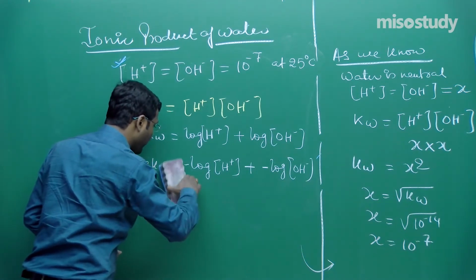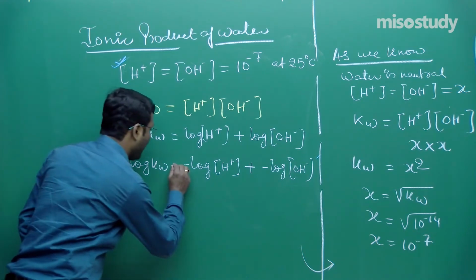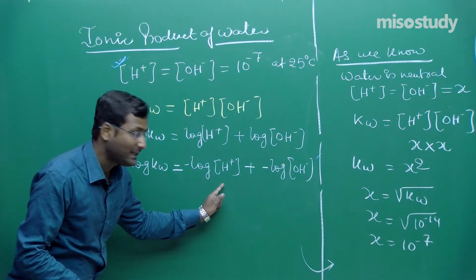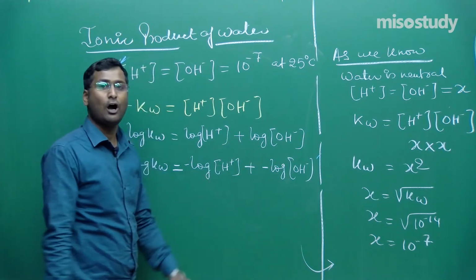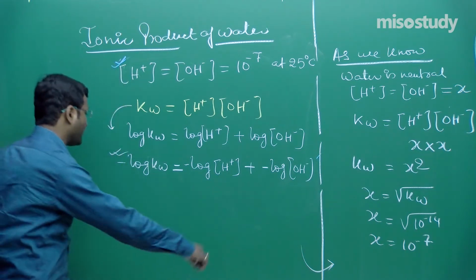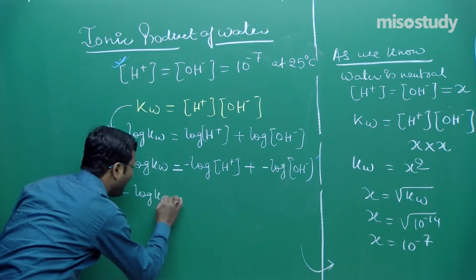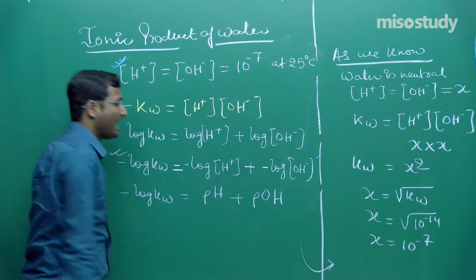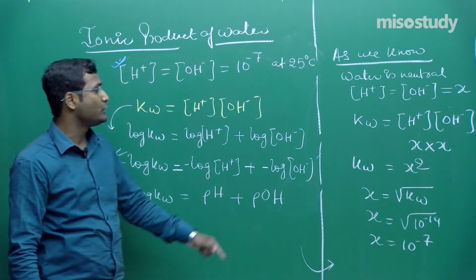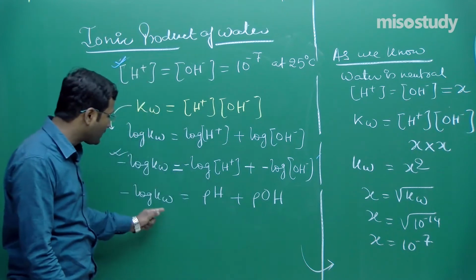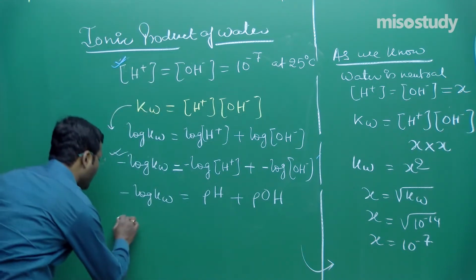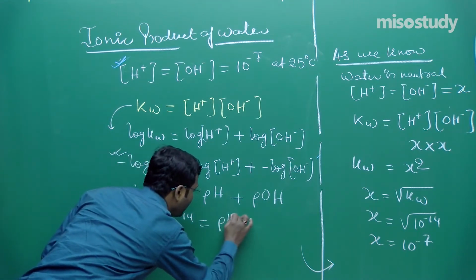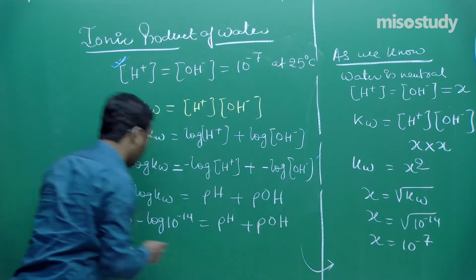Now think, minus log H plus ion is equal to pH and minus log OH minus ion is equal to pOH. So minus log Kw is equal to pH plus pOH. As we know, Kw is equal to 10 to the power minus 14. So you just put the value: minus log 10 to the power minus 14 is equal to pH plus pOH.